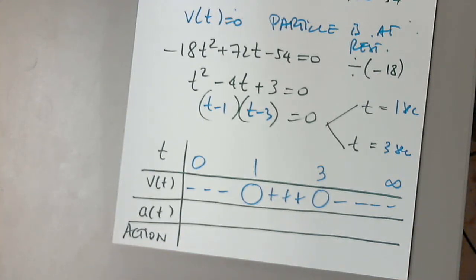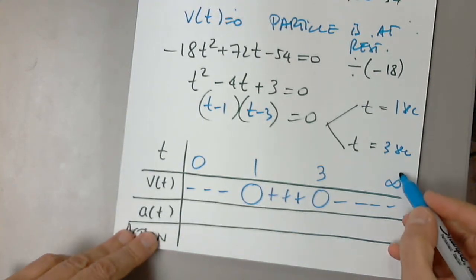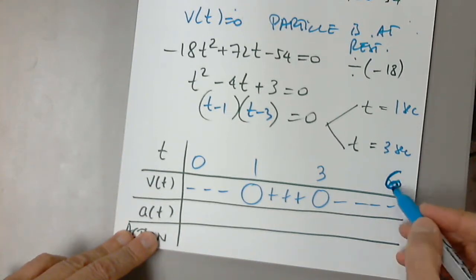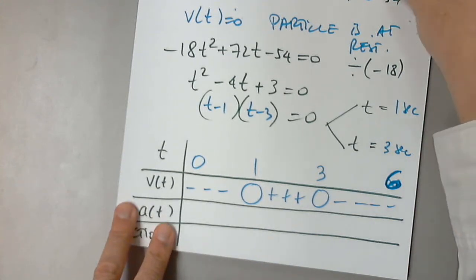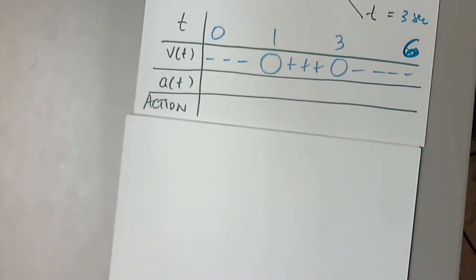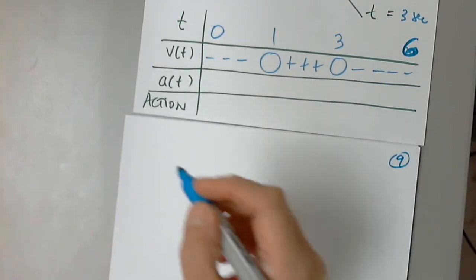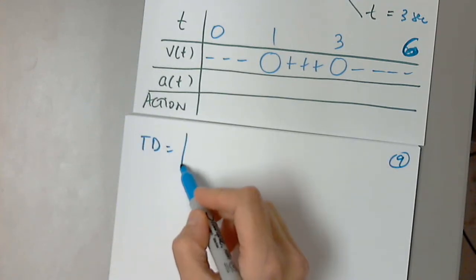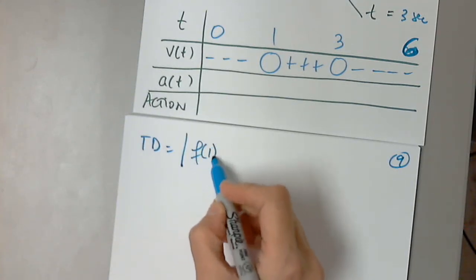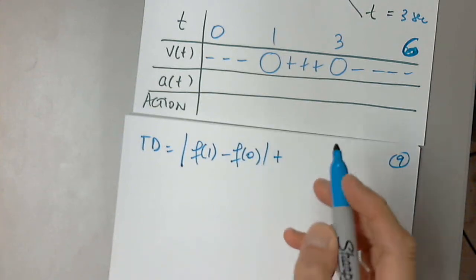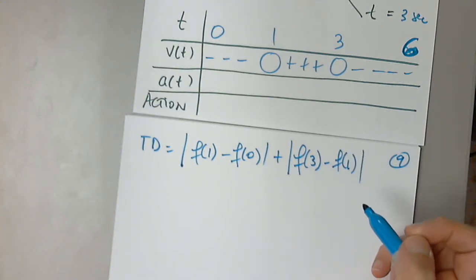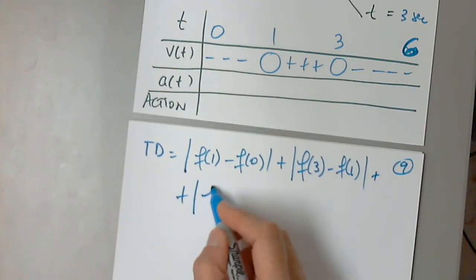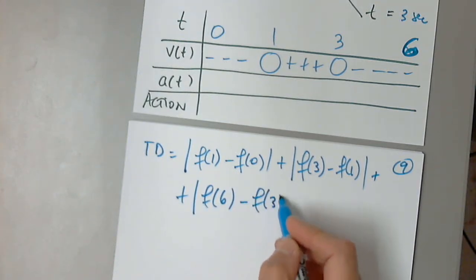So now, it says 6 seconds, so we're going to have to change this into 6. Find the total distance traveled by the particle during the first 6 seconds. How do I determine the total distance? The absolute value of f of 1 minus f of 0 plus the absolute value of f of 3 minus f of 1 plus the absolute value of f of 6 minus f of 3.